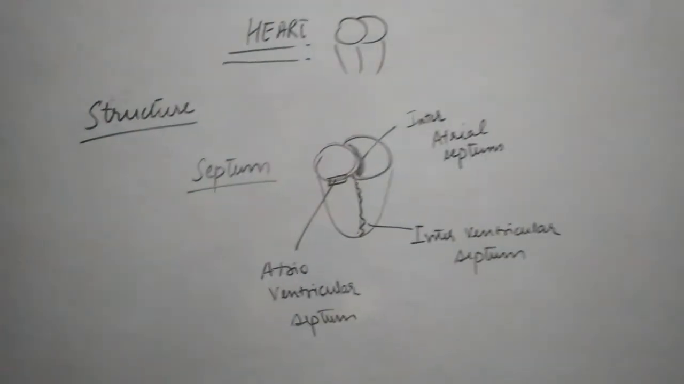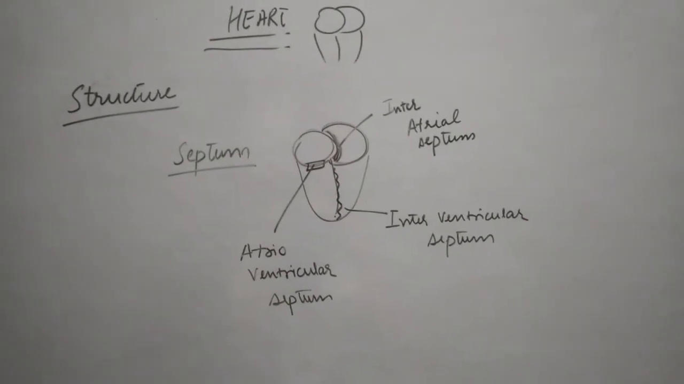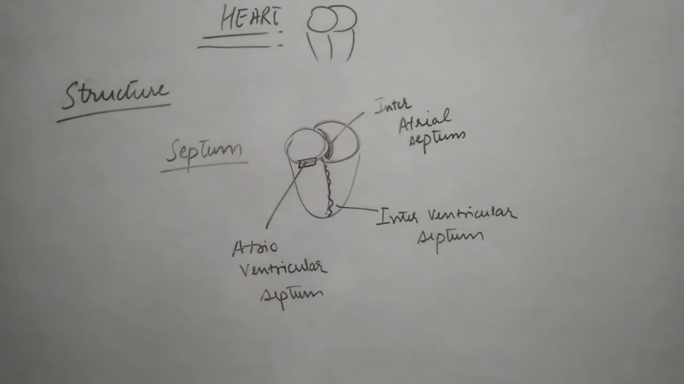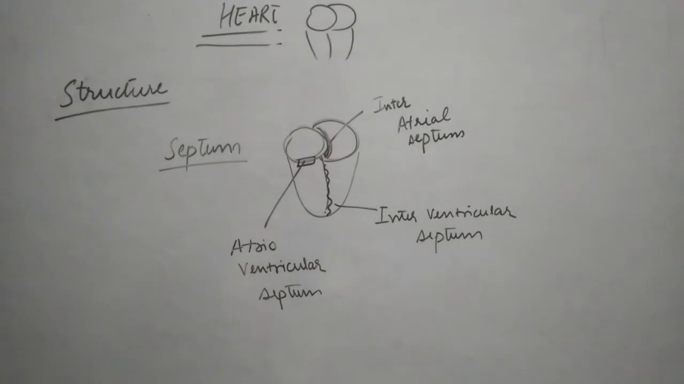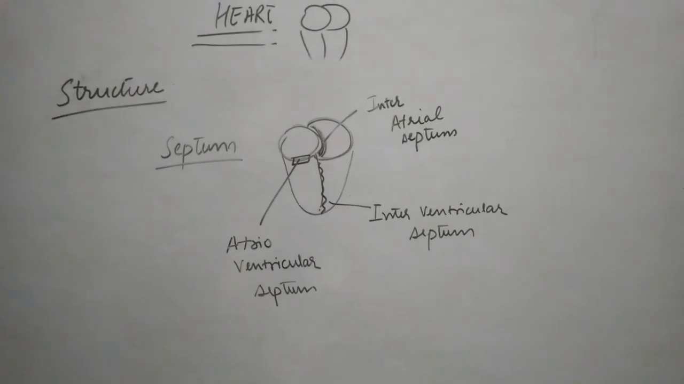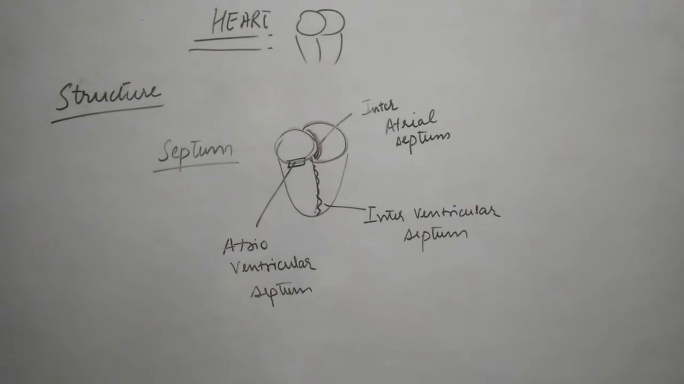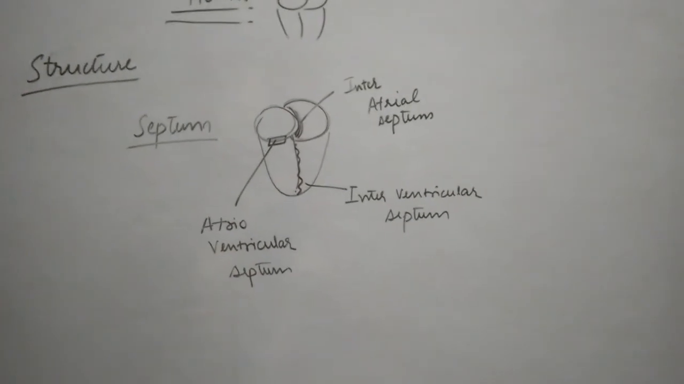Now we will be discussing the septums of the heart. We have three main septums. One is in between the two atria, called the interatrial septum. Next is in between the two ventricles, the interventricular septum. And third is between the upper atrium and lower ventricle of the same side, called the atrioventricular septum.